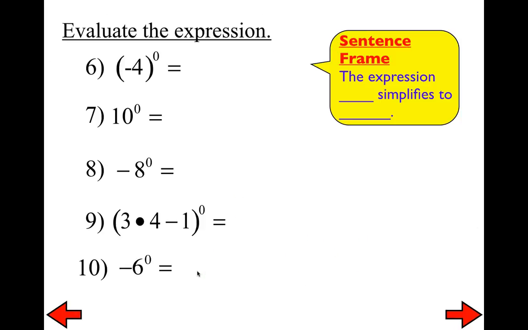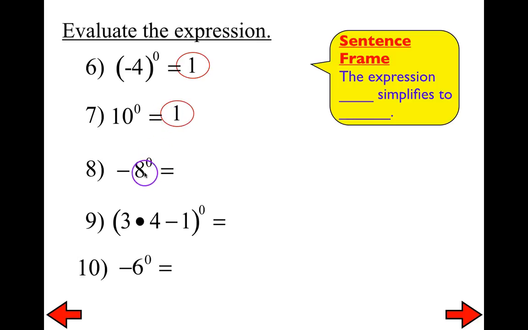Knowing that, let's go ahead and work a little more with bases raised to a 0 power. So here I would read this as negative 4 to the 0 power. Again, anything to the 0 power is 1. So I'm going to write 1. Number 7, 10 to the 0 power is just 1.